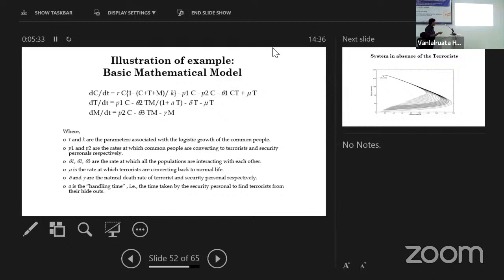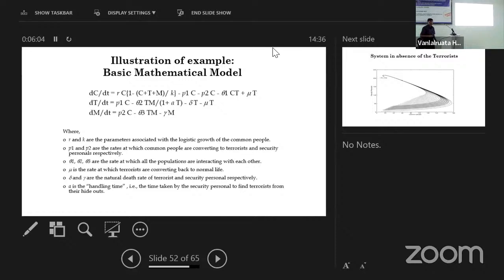Now, this term is very important. Mu is the rate at which the terrorists are converting back to a normal life. I have to develop some awareness for them so that the terrorist people, at a rate mu, will join and become common people. And this is the natural birth rate, and minus gamma is the natural death rate.